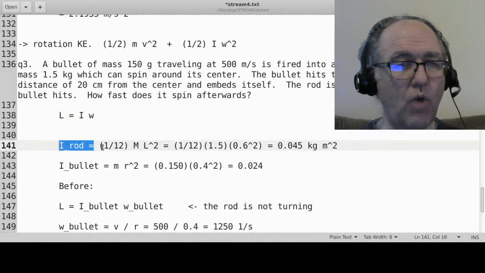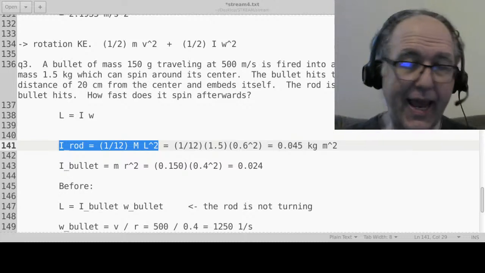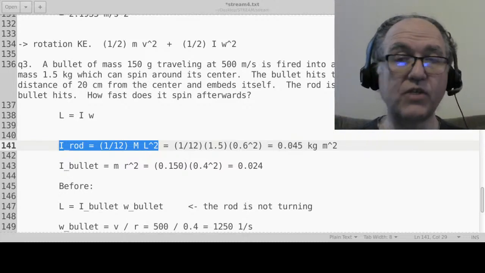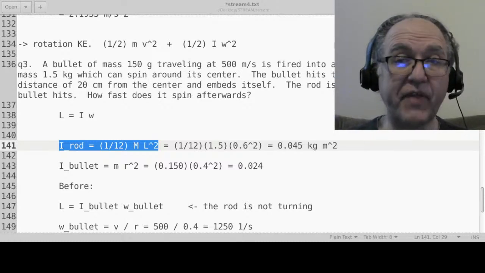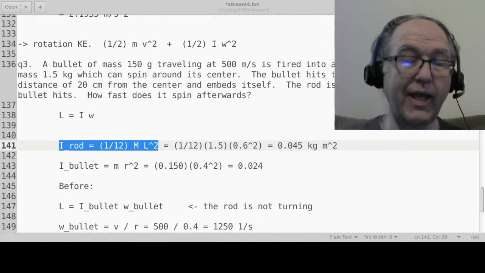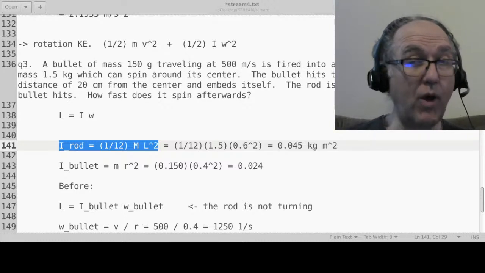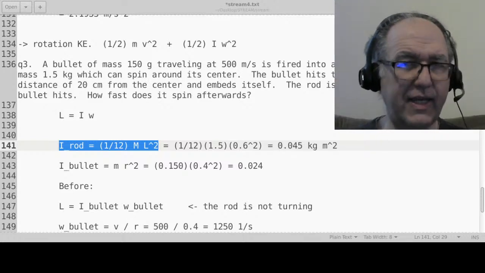The moment of inertia for a rod spinning around the center is one of those formulas that I gave you. The test is open book, so you can look these formulas up. When a rod is spinning around its middle, the moment of inertia is 1/12 ML squared, where L is the total length of the rod, 60 centimeters in this case. When the rod is spinning around one of the end points, then it's 1/3. So make sure you know the distinction.